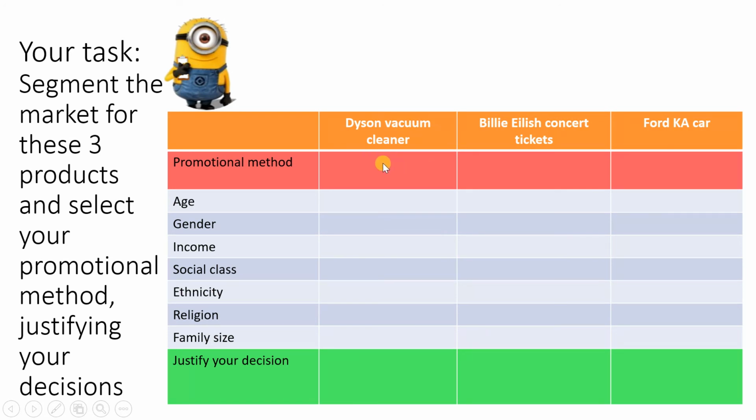So go for blue, then red, and then the final square at the bottom, justify your decision. Then who you've chosen, you need to justify it, and the method you've chosen, you need to justify it. So 2 things in the green square at the bottom. So that's how you would complete the table. Then you go across to Billie Eilish concert tickets, and then you go across to the Ford Ka car.